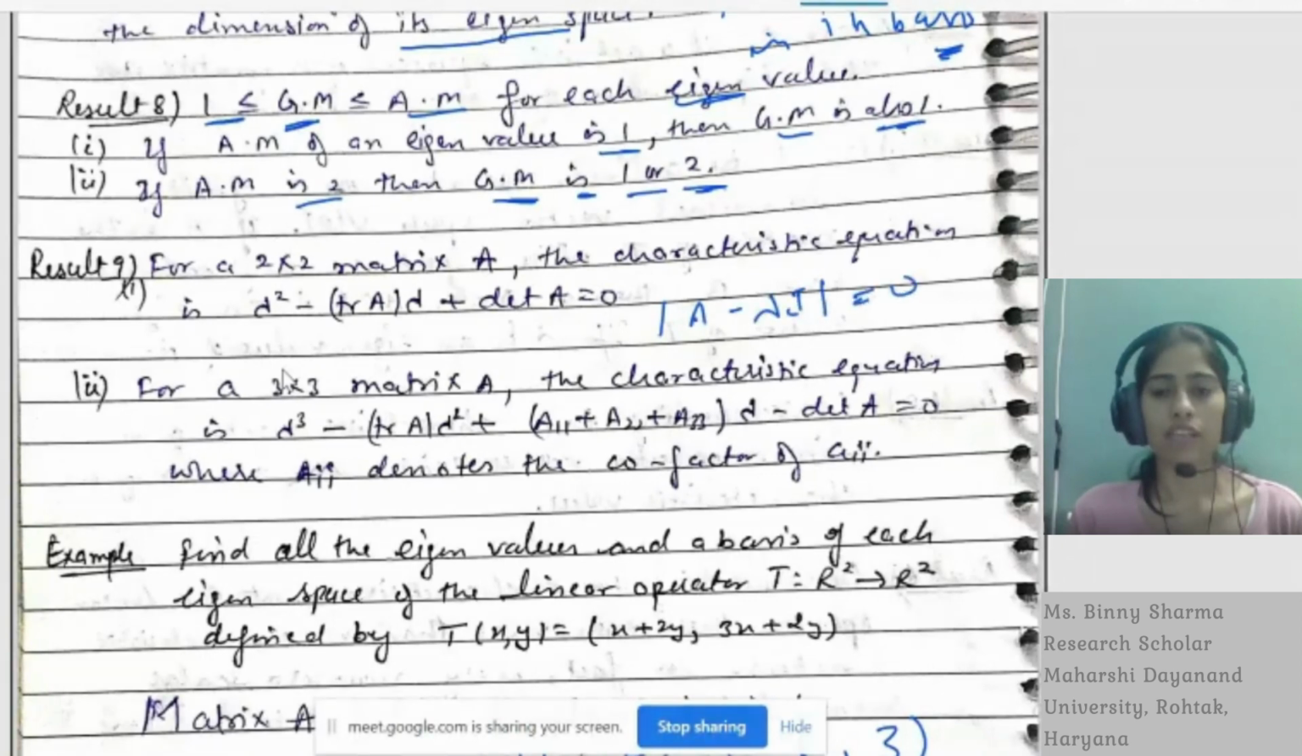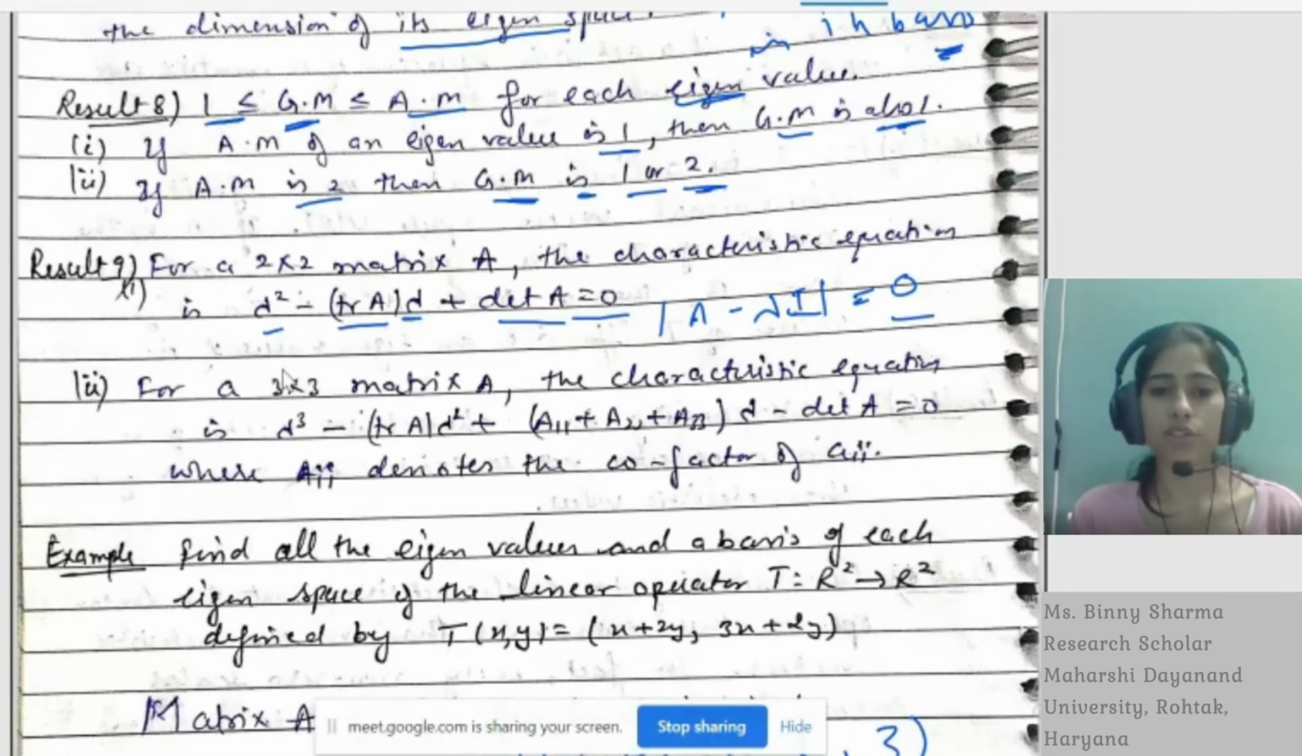How do we define the characteristic equation? Determinant of A minus lambda I equals 0. But there are formulas for 2 cross 2 and 3 cross 3 matrices. If we want to find the characteristic equation of a 2 cross 2 matrix, then we just apply this formula: lambda square minus trace of A lambda plus determinant of A equals 0.